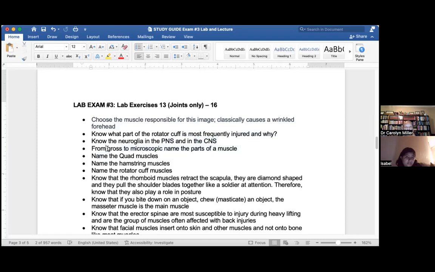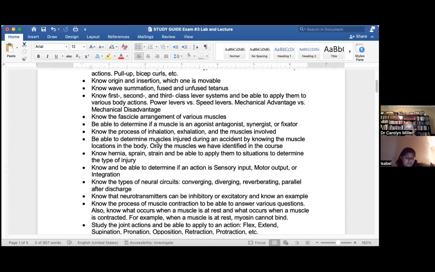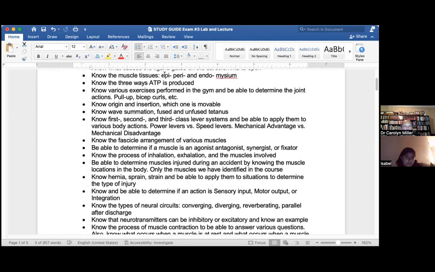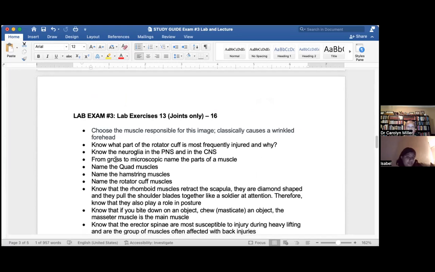From gross to microscopic, or macroscopic to microscopic, and it was the same thing here. From gross to microscopic, we have the muscle, and the epimysium is around the entire muscle. Then we have the perimysium around a group of muscle fascicles. And then we have the endomysium around an individual fiber. So that question is rewritten for the lecture exam. From gross to microscopic, name the parts of the muscle. Muscle is gross, or macroscopic. You have the muscle, then you have the fascicles, and then you have the muscle fiber.